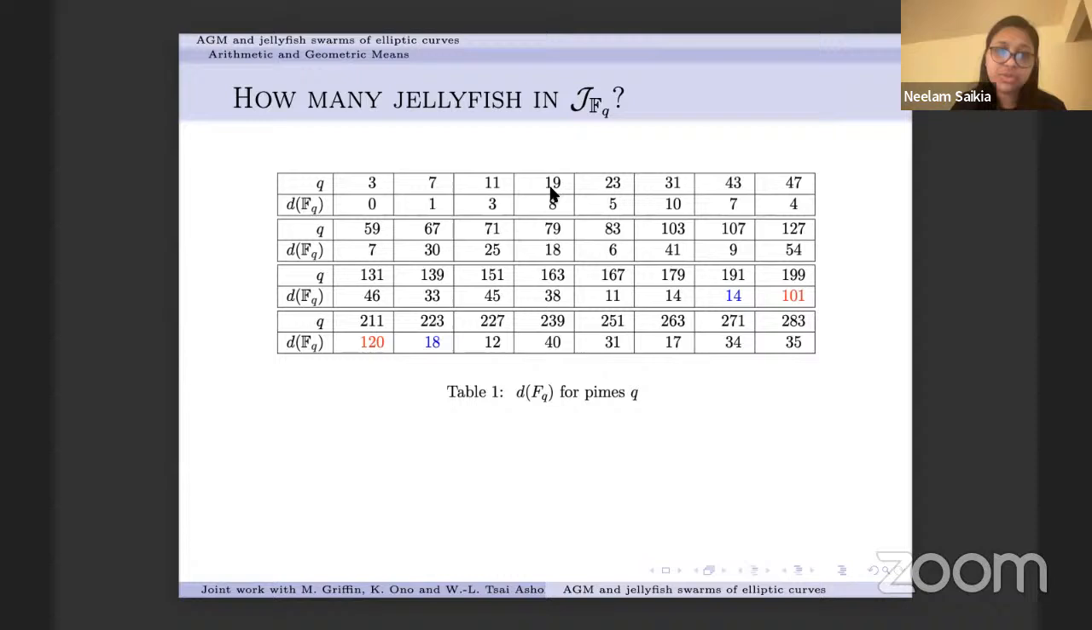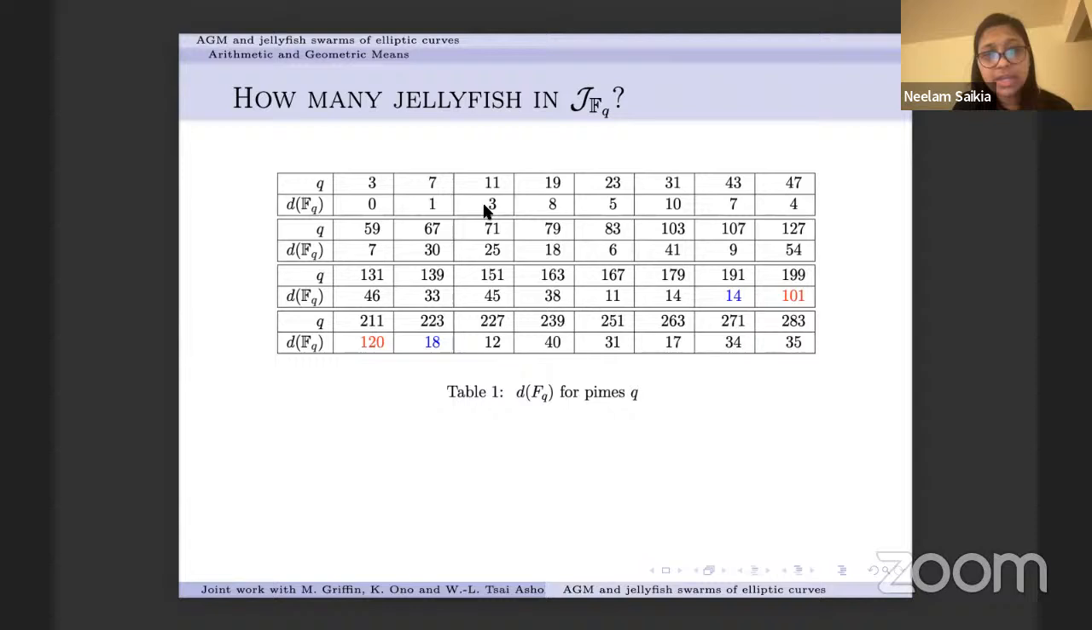This is also a difficult problem, to compute or even to have an idea how many jellyfish appear in a jellyfish swarm. So here, if you consider q equal to 3, then we have no jellyfish, as the only elements we have are 1 and 2. As we know, 2 is not a square, so we don't have an admissible pair. So we won't get a jellyfish for q equal to 3. As we have seen earlier, if you consider 7, then we have one jellyfish. And if you compute F7, we have 3 jellyfish, and so on.